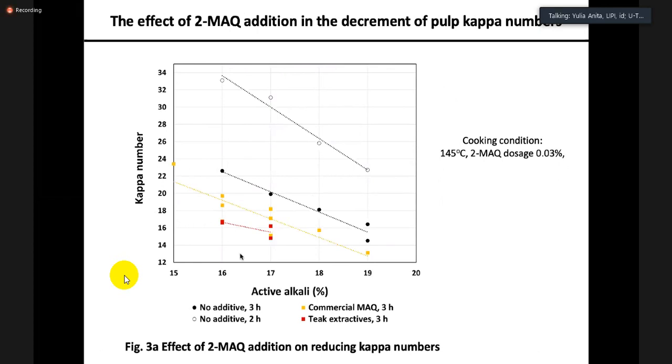The addition of 2-MAQ results in a decrease in the unbleached pulp kappa number at the same active alkali compared with no additive, shown by the black line. Interestingly, the thickwood extract, when used as a pulping catalyst, gave a significantly lower kappa number than commercial 2-MAQ at the same active alkali dosage, that is 16% active alkali and 17% active alkali.